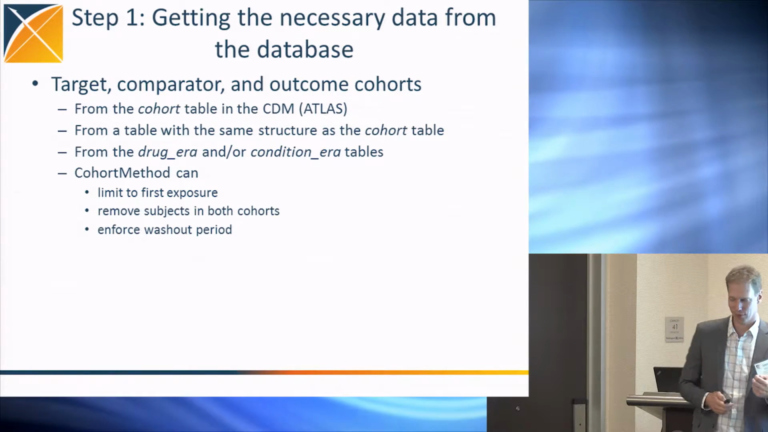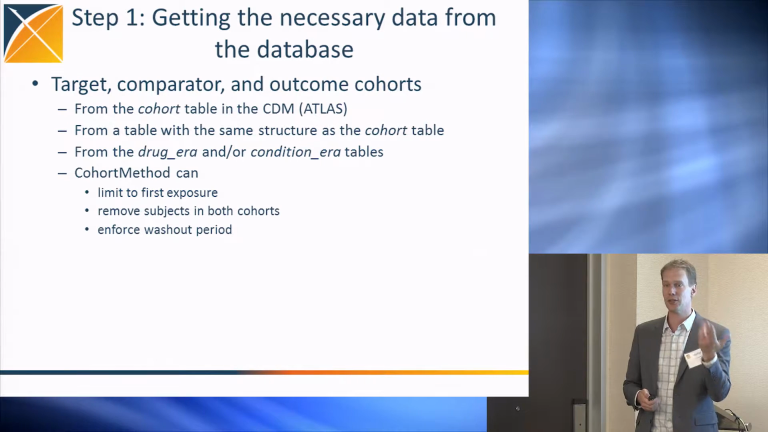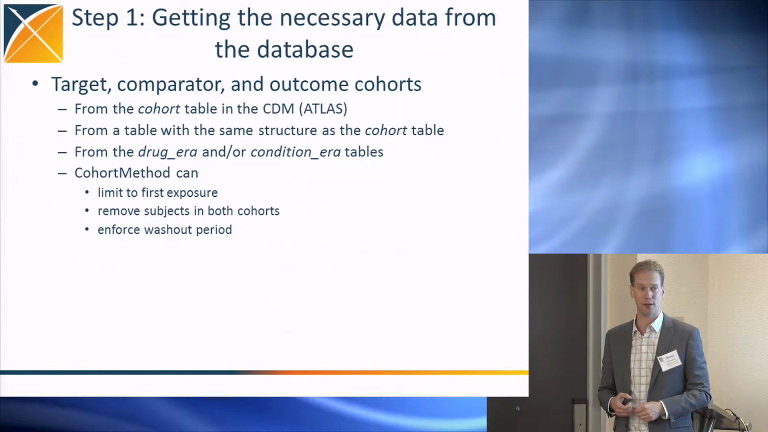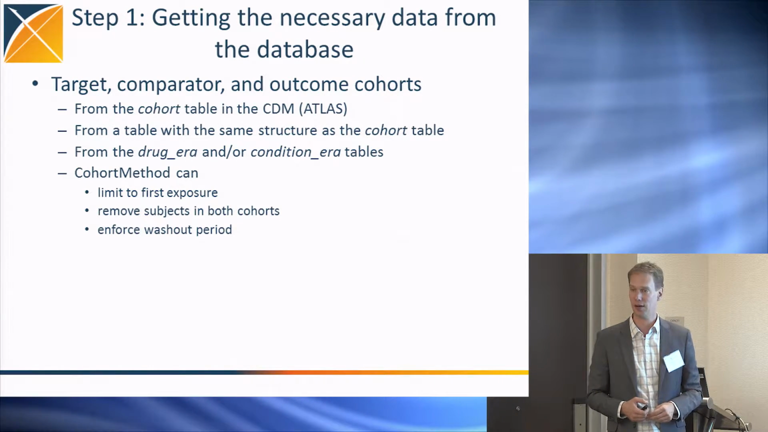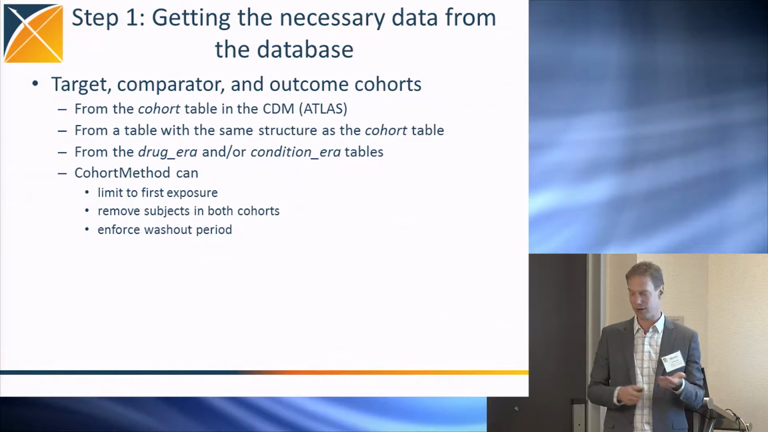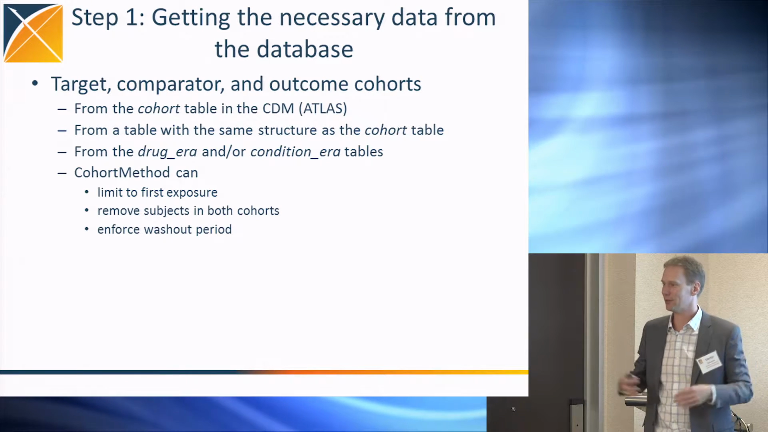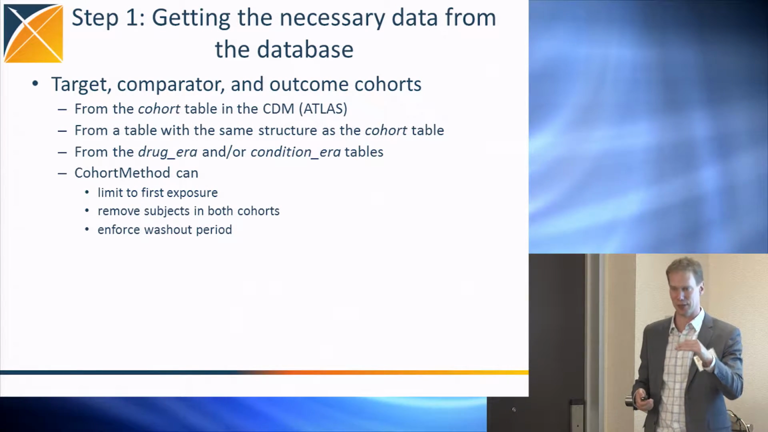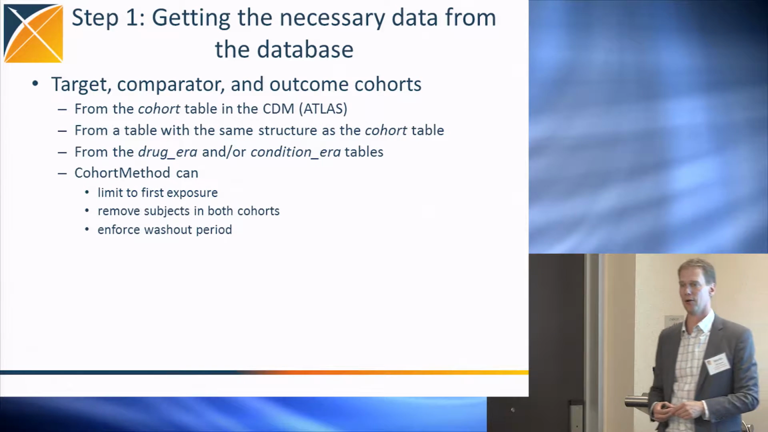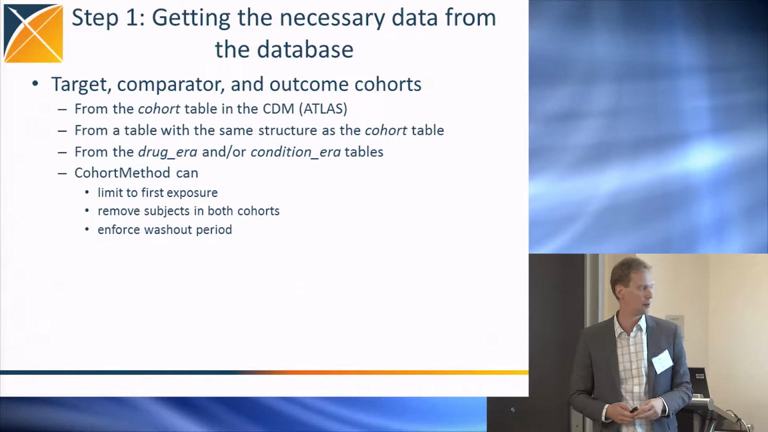Also, if your cohorts are very simple, your target or comparator, you could actually just use the standard eras that are generated in the drug era table in the common data model. I hope everybody's familiar enough with the common data model that there is a table called drug era, and there's also a table called condition era, and these contain standard drug eras. Specifically at the ingredient level, it creates eras of exposure for people. And so you can also use those to define your T, your C, and even your O if you go to the condition era table. And this is supported by the package.